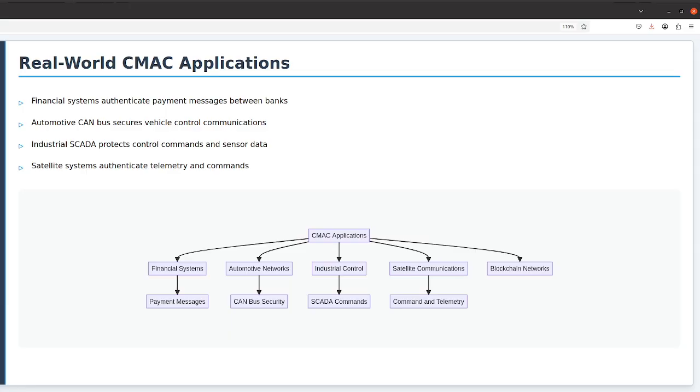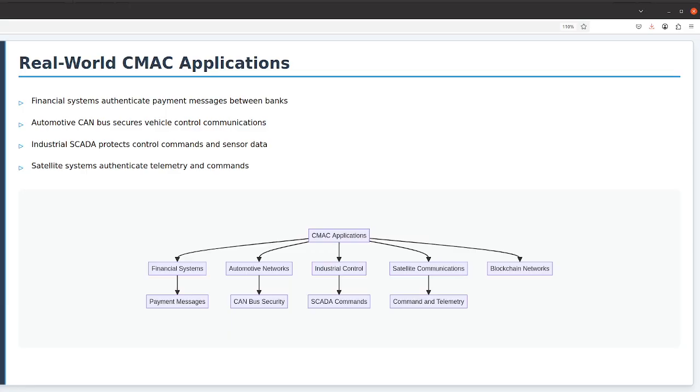Industrial control systems use CMAC to authenticate SCADA commands and sensor readings. When a control center sends a command to open a valve or adjust a set point, CMAC authenticates that the command is legitimate. When sensors report temperature, pressure, or flow rates, CMAC ensures the data hasn't been tampered with. These systems often run on embedded devices with AES hardware accelerators, making CMAC more efficient than software-only alternatives. The criticality of these systems means authentication failures must be handled reliably, and CMAC's deterministic nature helps with this.